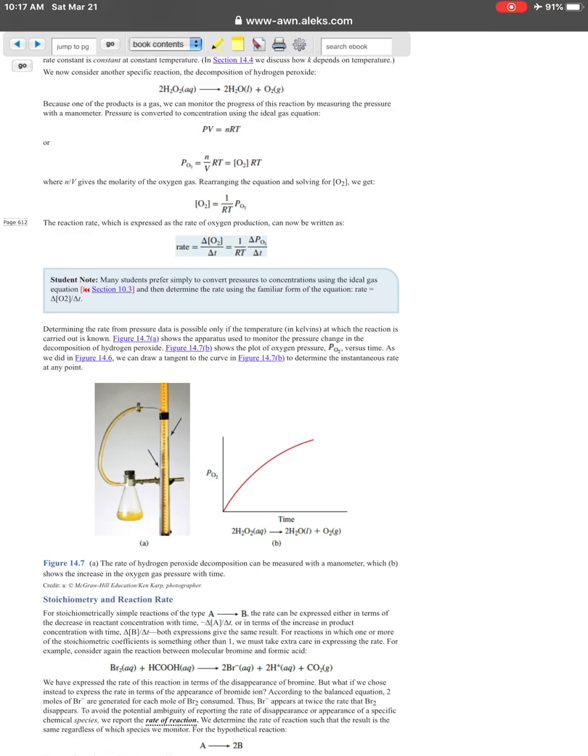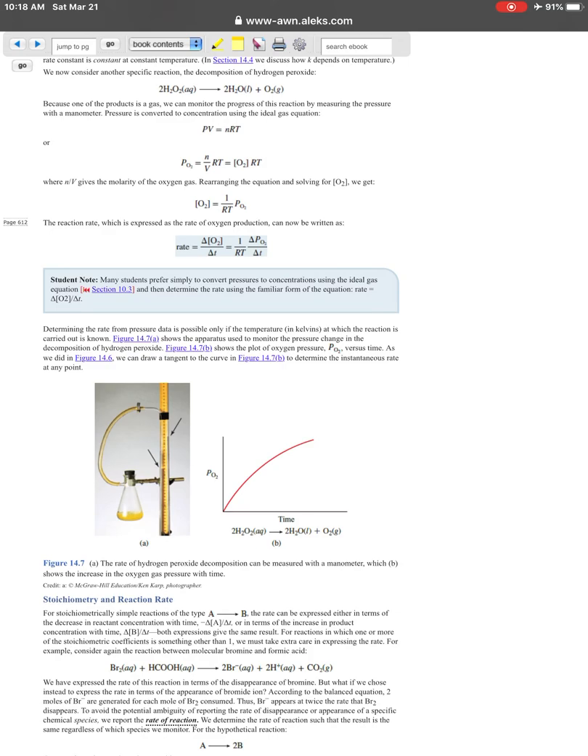Because one of the products is a gas, we can monitor the progress of this reaction by measuring the pressure with a manometer. Okay, you may not know what a manometer is. It's covered in Chem 11 somewhat. It is a device used to measure the pressure of a gas. Pressure is converted to concentration using the ideal gas equation. Guess what? Pressure of a gas is related to concentration.